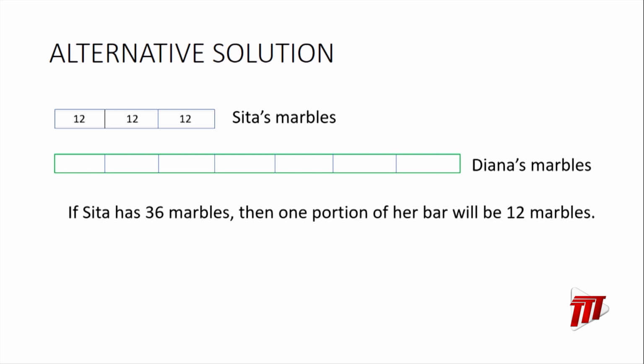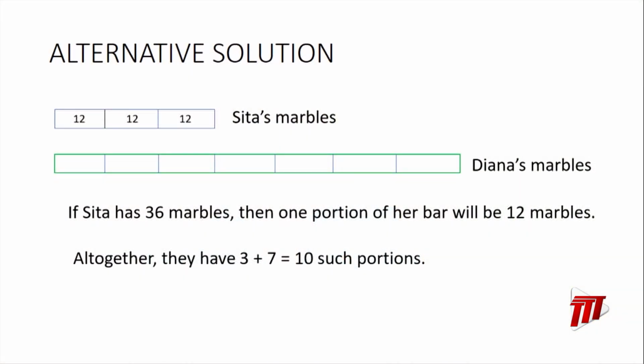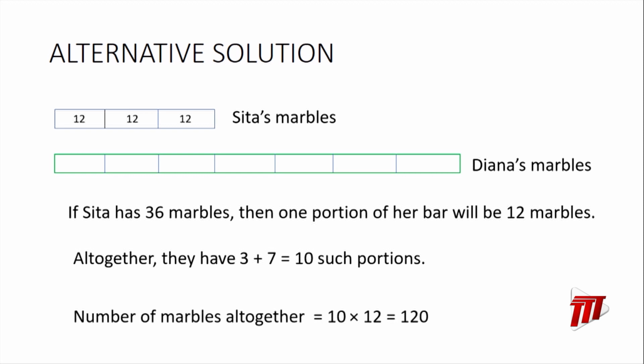Right, so you're seeing where we're going with this, all right? So if these are all 12s, then each one of Diana's portions would also be 12. We want to find out how many marbles do they have all together. So together they have 10 of these little portions, these little 12 marble portions. So altogether they have 10 portions. Each portion is worth 12. So we multiply 10 by 12 to get 120 marbles.